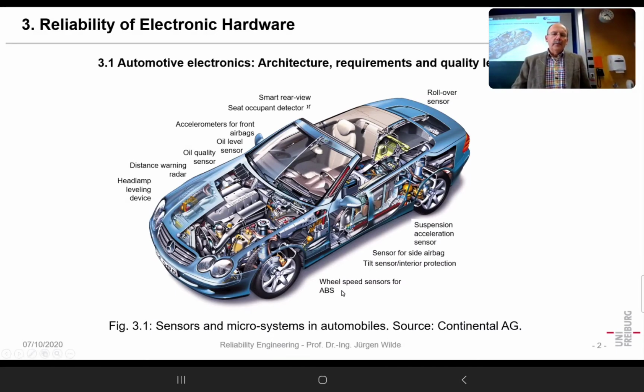Of course, we need wheel speed sensors for anti-brake locking system. That is something which we have now for, let's say, 30 years or so. And then we have lots of electronics in the engine, for instance, measuring the airflow into the engine. Of course, we do not need that for electric vehicles, but in that way, there are very many systems.